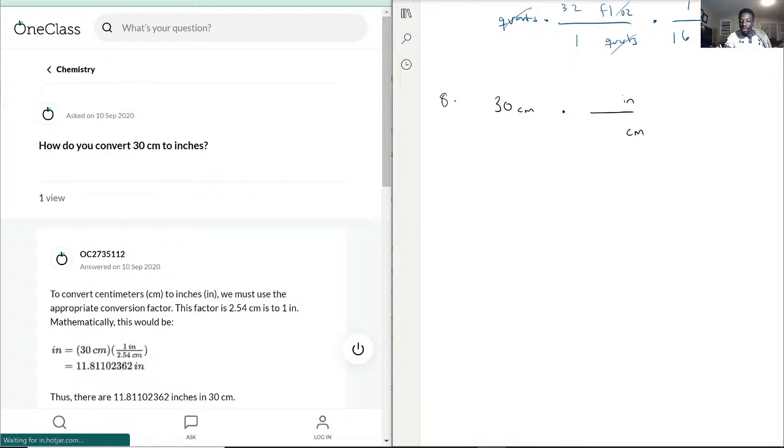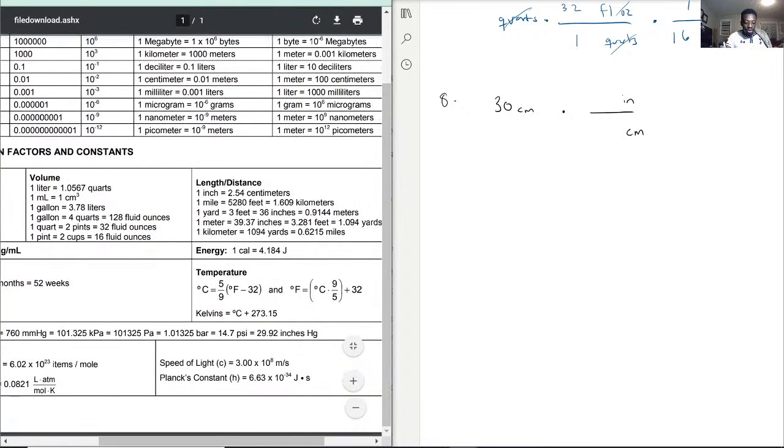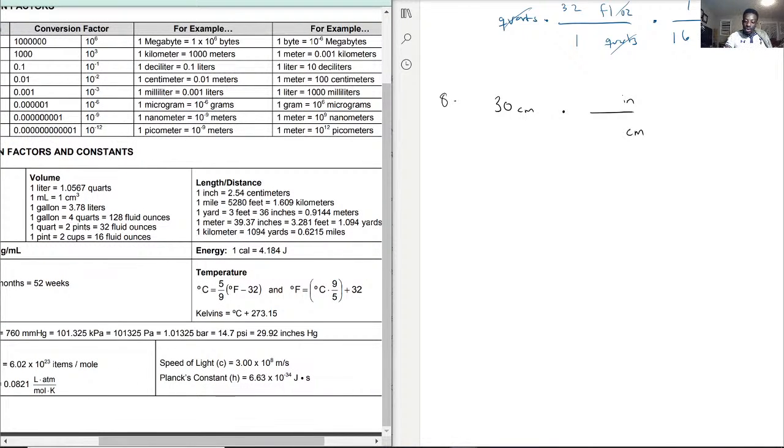Alright, so that is how that would work. Make sure these units cross out, so centimeters in the denominator. And now let's see, in terms of length and distance, 1 inch is 2.54 centimeters. Units, as you can see, will cross out when we try to solve this question.